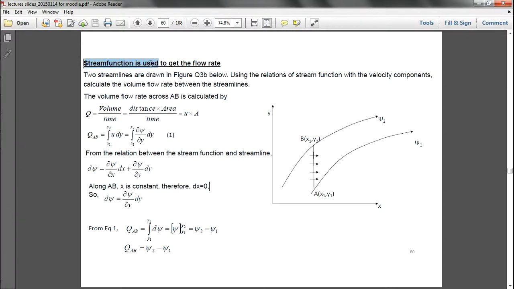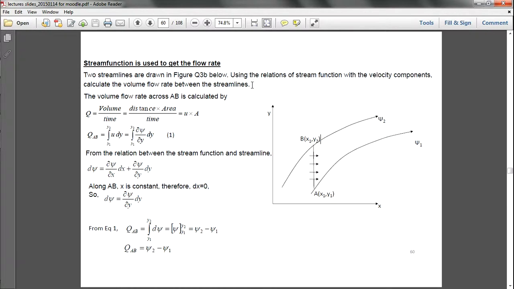Stream function used to get the flow rate. Okay, so two streamlines are drawn in the figure for this question. There are two streamlines. Okay, and then using the relationship of the stream function with the velocity components, these are all the velocity components. Maybe this point over here. Like, calculate the volume flow rate between the streamlines.